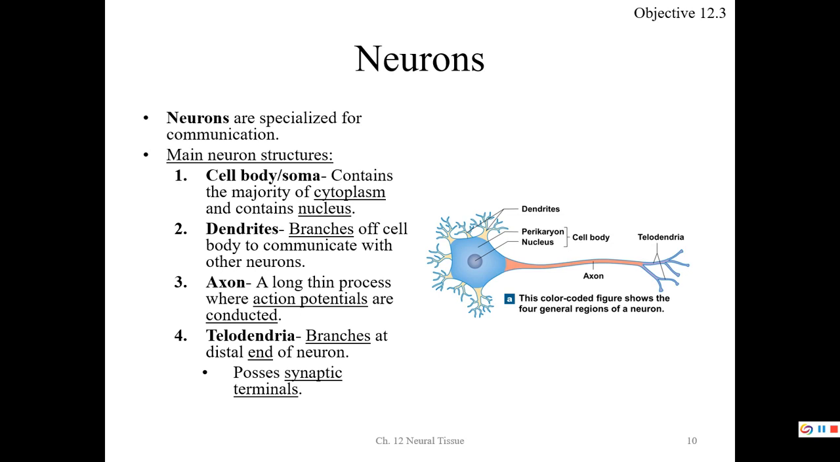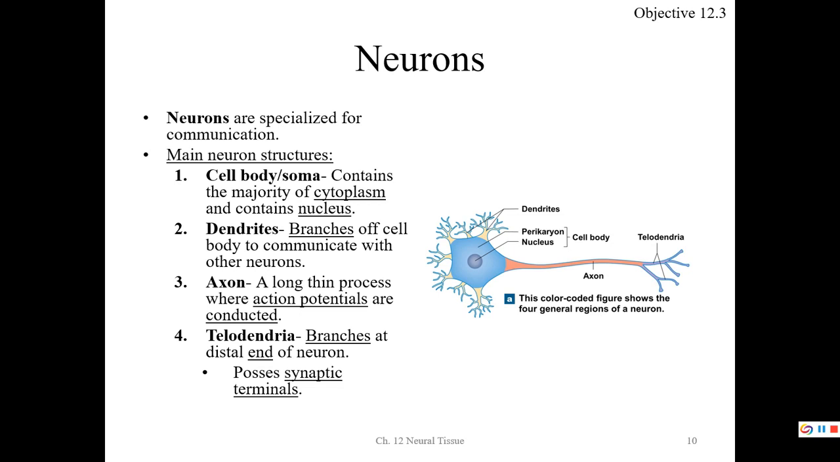The axon in this kind of red color is going to be the long, thin process that branches off and sends a signal. It's a long, thin process that comes off and conducts what we call action potentials on a neuron. Then at the distal end, there are distal branches called telodendria. On the end of them, you will see these little weird bulges right here. These are called synaptic terminals. We talked about synaptic terminals when we did the neuromuscular junction.